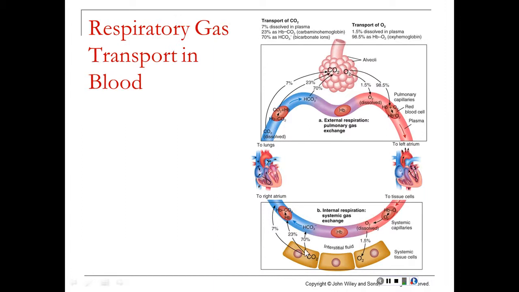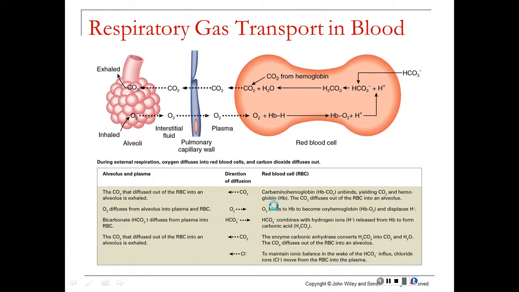Vice versa, our tissue cells are going to give off carbon dioxide as a byproduct of respiration. The majority of it, again, is going to be transported as the bicarbonate ion. Some of it will be joined to the hemoglobin, and very little of it will be dissolved in the blood. Here is a little diagram looking at that dynamic with carbon dioxide and water and the interaction with hemoglobin. So here, we'll look at the beginning: we have this oxygenated air being inhaled, diffusing across the alveoli into the interstitial fluid, into that pulmonary capillary.